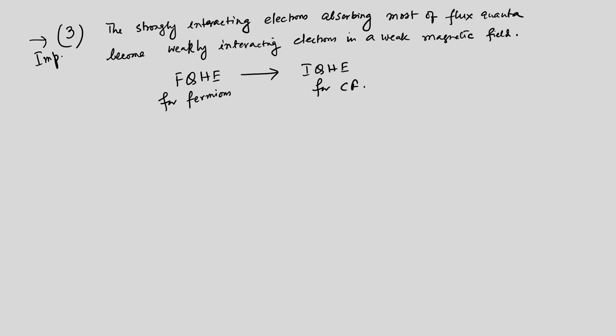Okay, so let us see what happens and how it happens and so on. We just said that the electrons actually absorb the flux quanta, so the effective field is reduced. So let's write down the effective field.